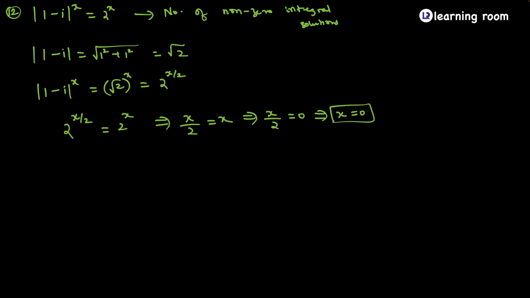So what are we supposed to find? It is the number of non-zero integral solutions that are possible. So 0 is an integer, accepted, but it is not a non-zero integer. So there are no non-zero integral solutions that are possible. So what will be the answer? The answer will be 0, no non-zero integrals are possible.